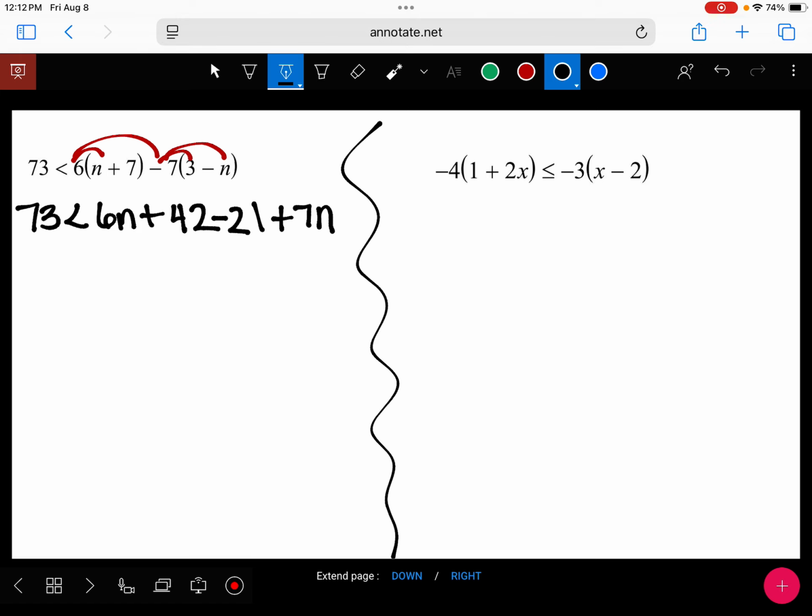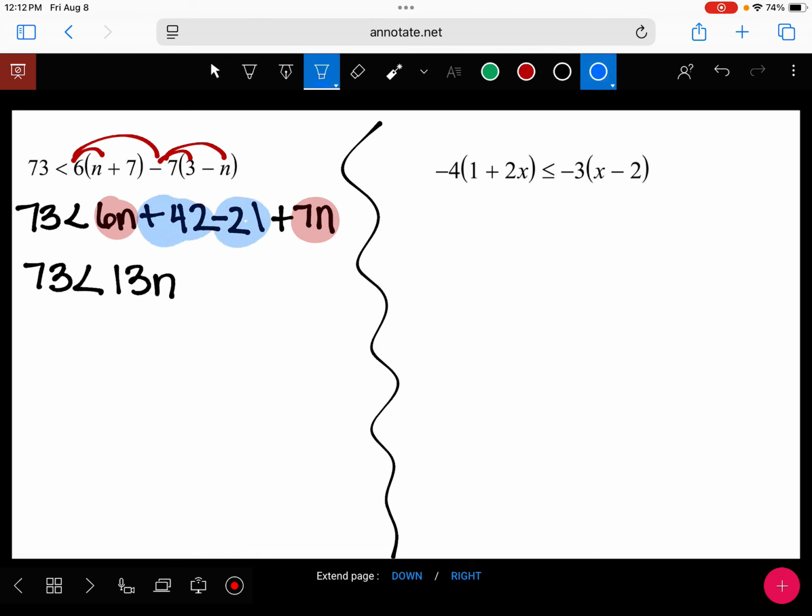All right, so now we're ready to clean this up. It's kind of messy. All right, so I can add these together. So 6 plus 7 gives you 13. And I can also add these together, which is going to give me a 21.